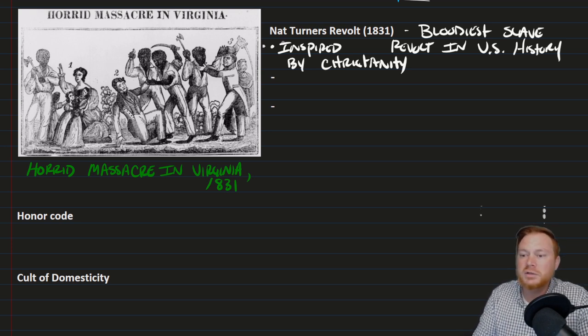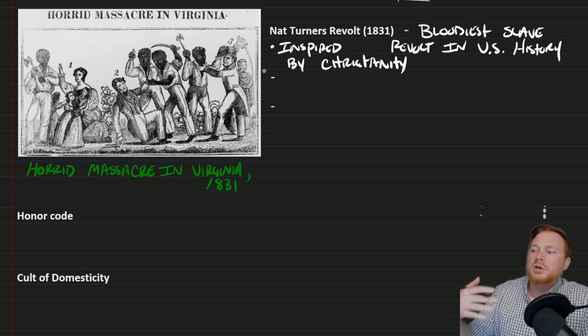And then there was kind of a widespread purge, we might say, of any and all enslaved African Americans and even some free blacks in the area that were either accused of knowing about the revolt or having had some sort of role in it, right? So either they were executed or they were banished to other parts.